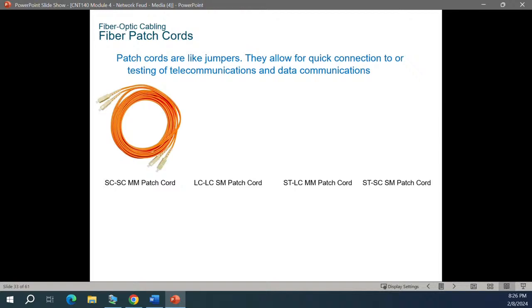Multi-mode. Yellow, single mode. Again, another question you might need to know: you need to connect an LC to an ST, and you're testing a long haul connection. What type of patch cable would you use? It's a long haul, so I would need to use a single mode, a yellow single mode patch cable, right?